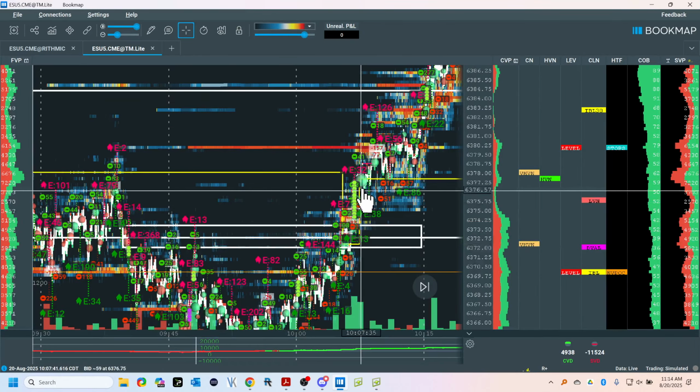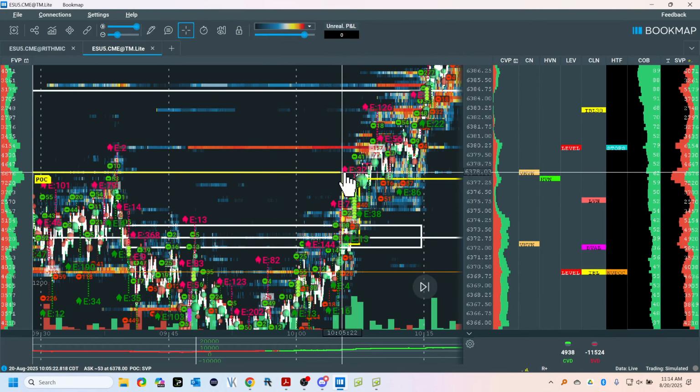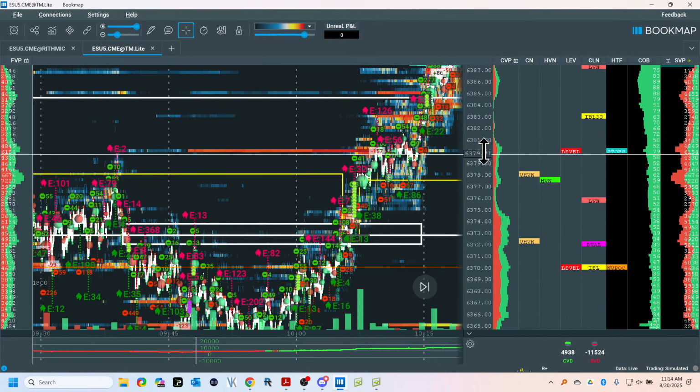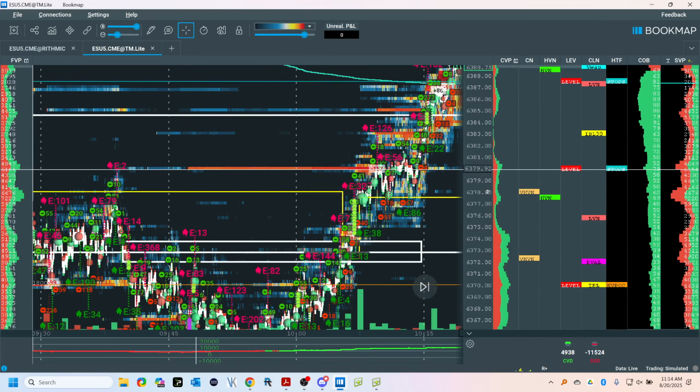Once we come across here, and we come across this, no shorts here. Now it's looking for continuation shorts. So now I have to look at the next trades. I'm going to show you the next couple trades, and then I'm going to come up for your questions.